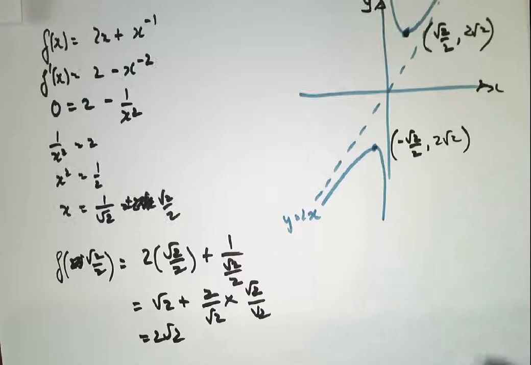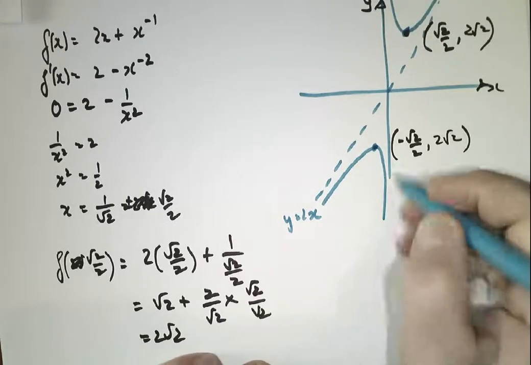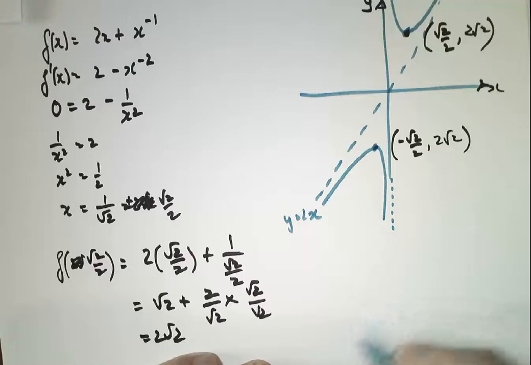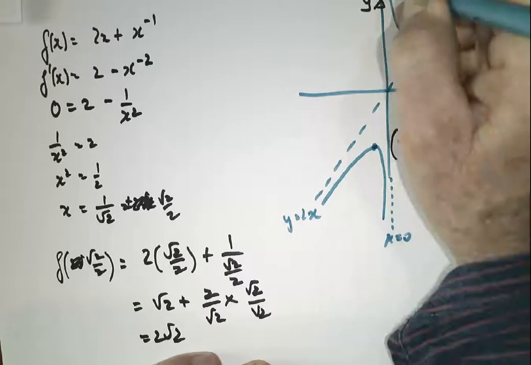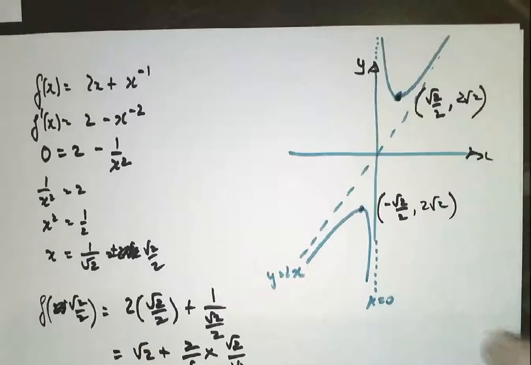There are no axial intercepts. I have asymptotes which are at y equals 2x and x equals 0. And that's my graph.